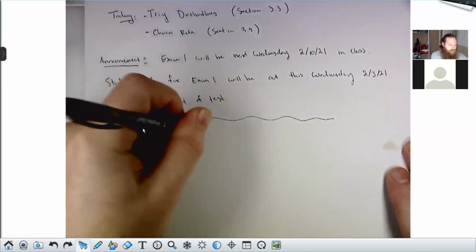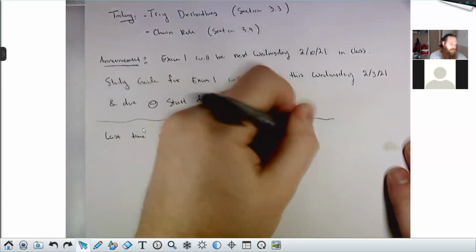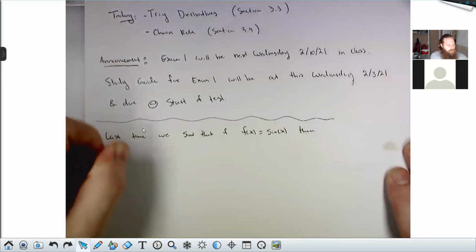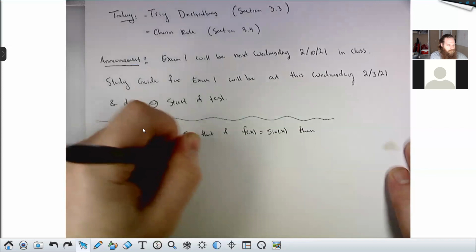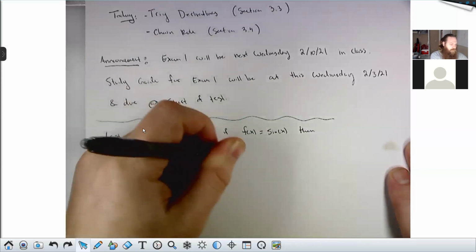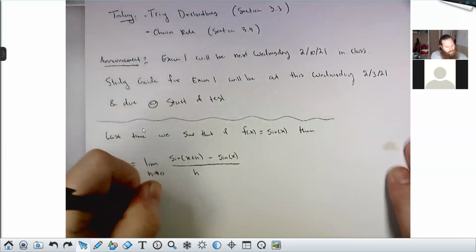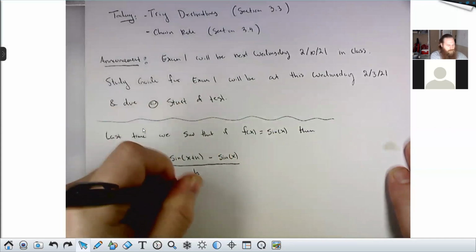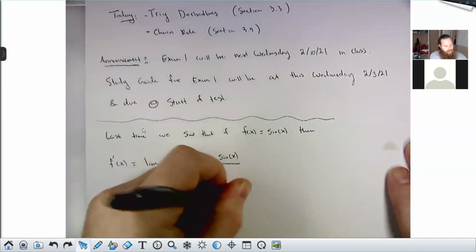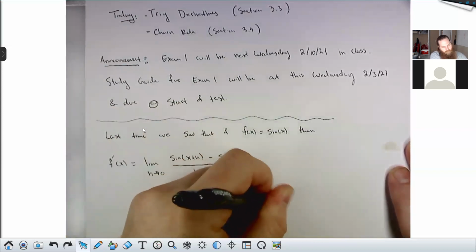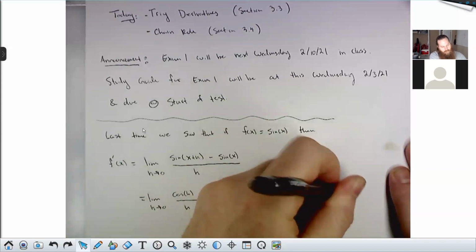we saw that if f of x is sine x, then f prime of x is the limit as h goes to 0 of sine of x plus h minus sine of x all over h, which shakes out to the limit as h goes to 0 of cos h minus 1 over h times sine of x, plus the limit as h goes to 0 of sine h over h times cos of x.